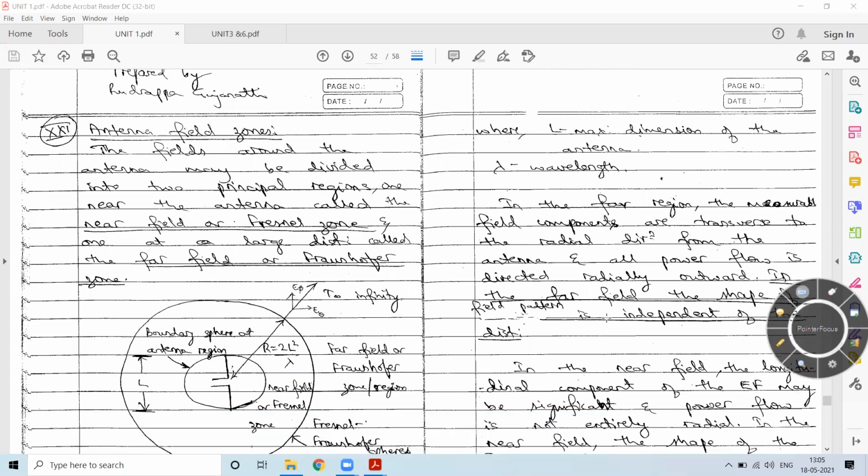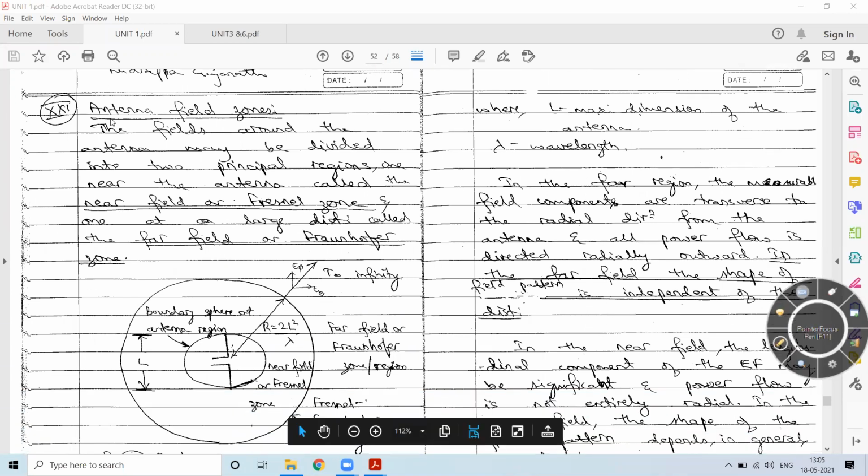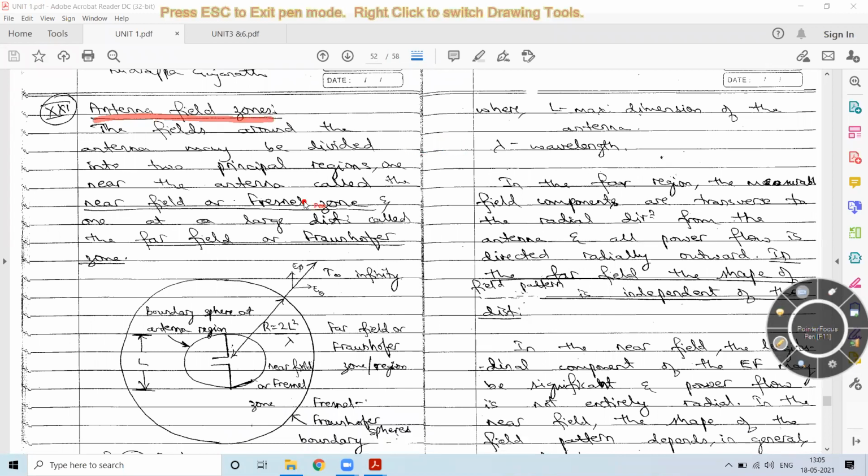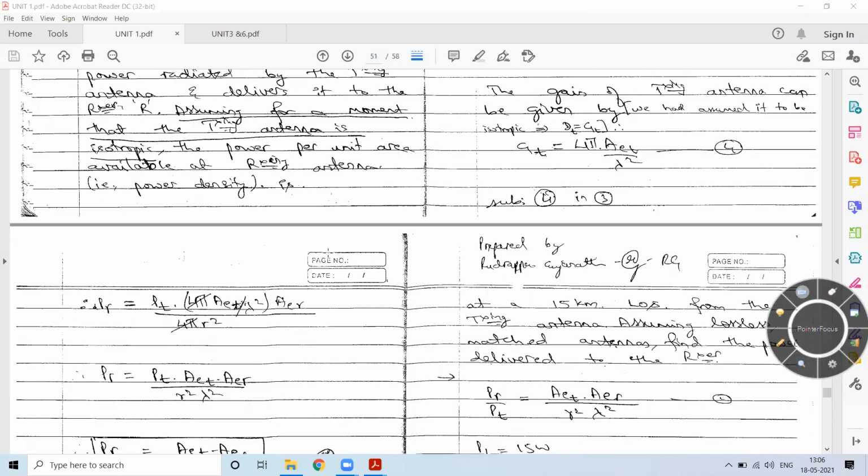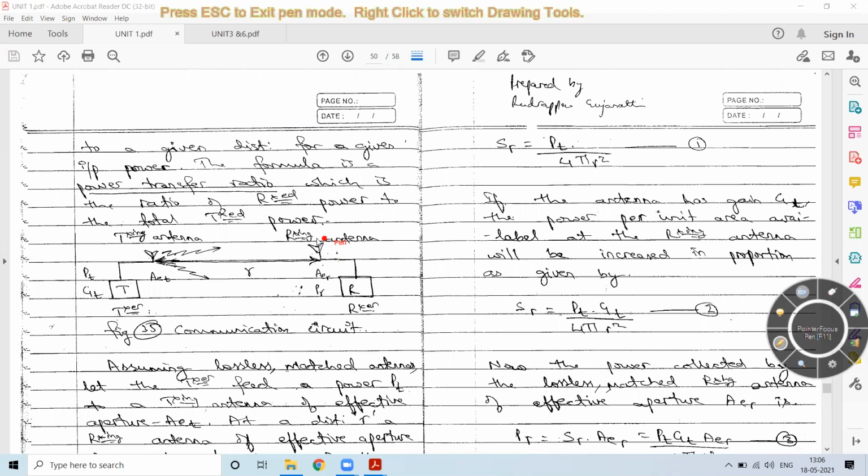Now we come to the last part of this module, that is antenna field zones. Generally, when we consider an antenna, radiation is being emitted, and if I measure the values around the antenna, I will get the radiation parameters, that is, what power is being radiated at a given distance. That distance is the R value. In the Friis equation, at a distance of R, I am trying to estimate the power.